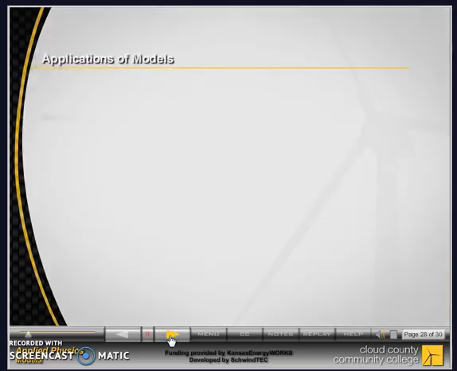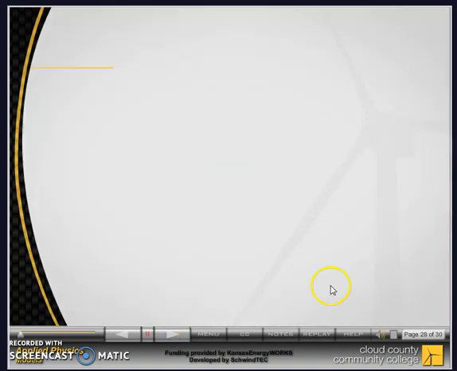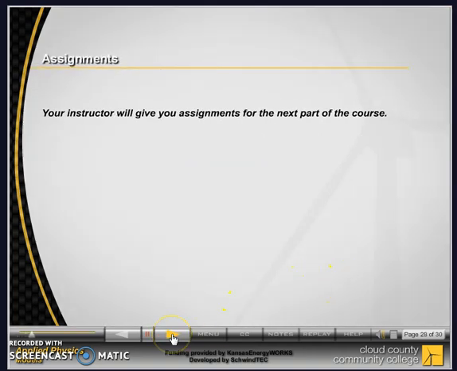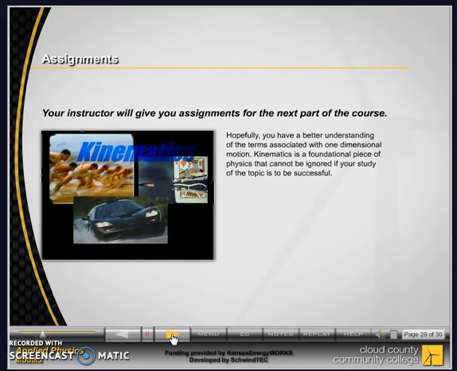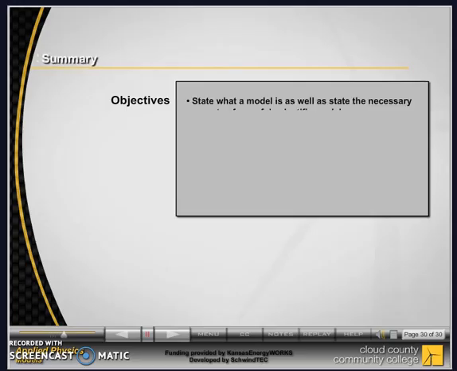Remember, you must take care to only apply a model in situations it is designed for. Always apply the definitions related to distance, displacement, and speed, velocity to get correct information using our model of motion. Your instructor will give you assignments for the next part of the course. Hopefully, you have a better understanding of the terms associated with one-dimensional motion. Kinematics is a foundational piece of physics that cannot be ignored if your study of the topic is to be successful. In this lesson, you cover the following objectives.